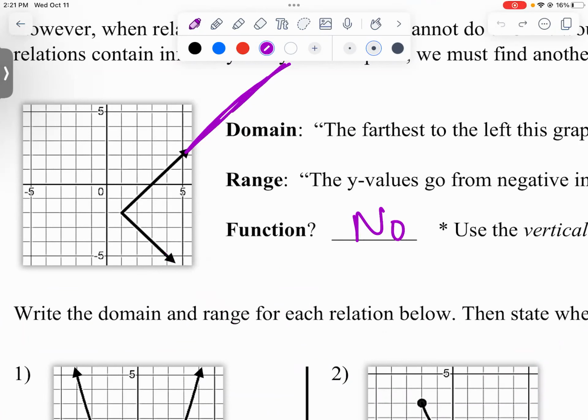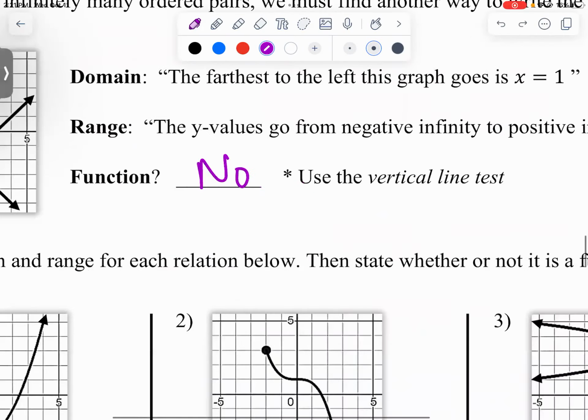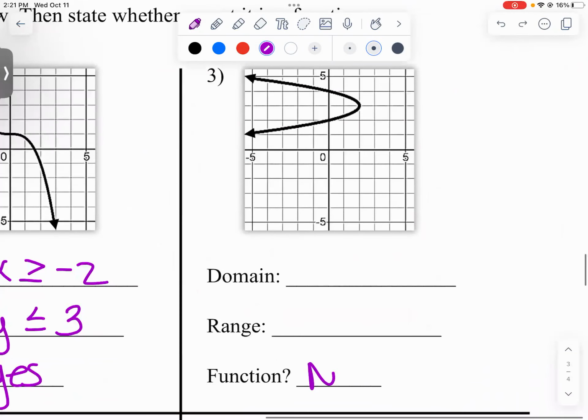Okay. All right, now in number 3, this is not a function because it doesn't pass the vertical line test. Our domain, if we go from left to right, we have empty space over here. This is X is 2, so X is less than or equal to 2. That's how we would write that.